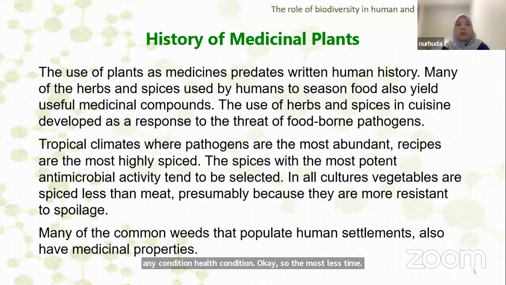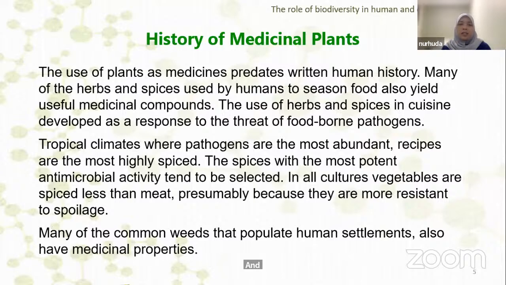So the most important concern at the earliest time was foodborne pathogens, or how to avoid food poisoning. So they used spices, and perhaps the use of spices today comes historically from the fact that they have antimicrobial properties. And even the wheat, and any plant that they used at the time, they believed that it might cure disease.